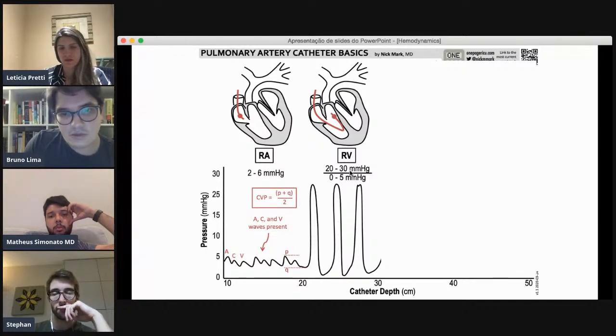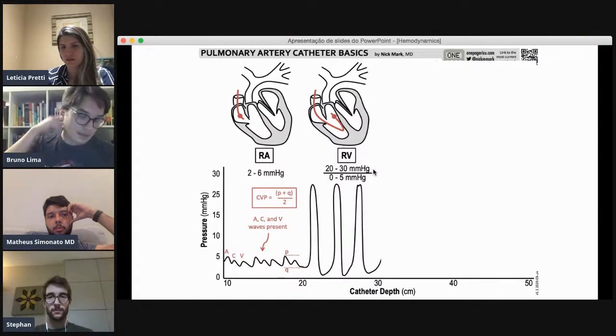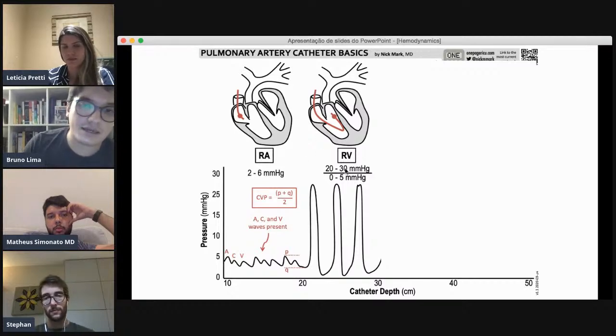And these are the normal RV numbers, usually between 20 and 30. Diastolic would be between 0 and 5.